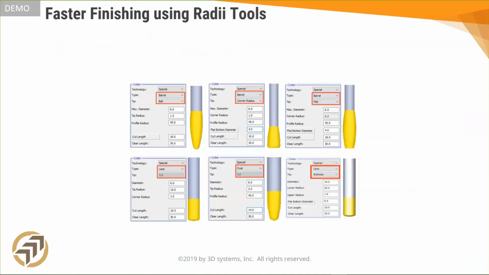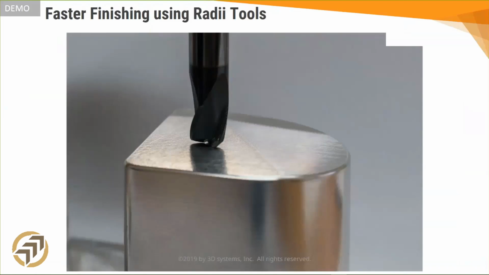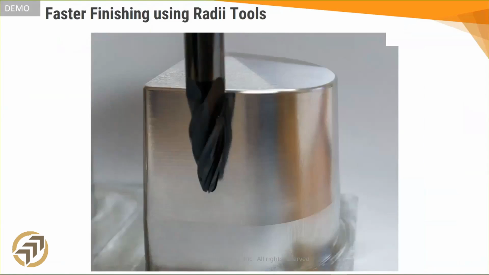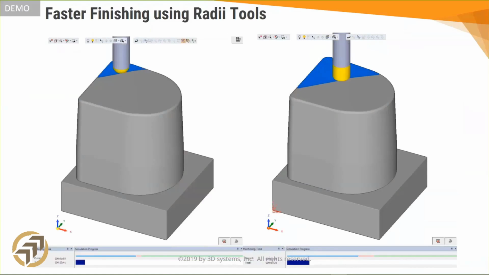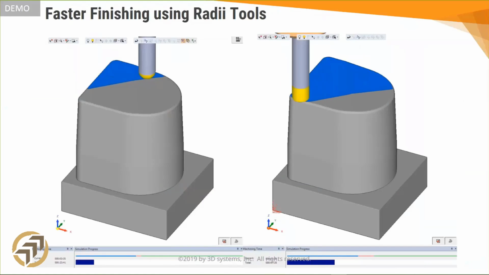A place where new machining efficiencies have been found is with the use of very special shaped cutters. Barrel tools, lens tools, oval tools, and now even tools with 3 different radius segments are available for purchase and can be utilized by Cimatron toolpath strategies.